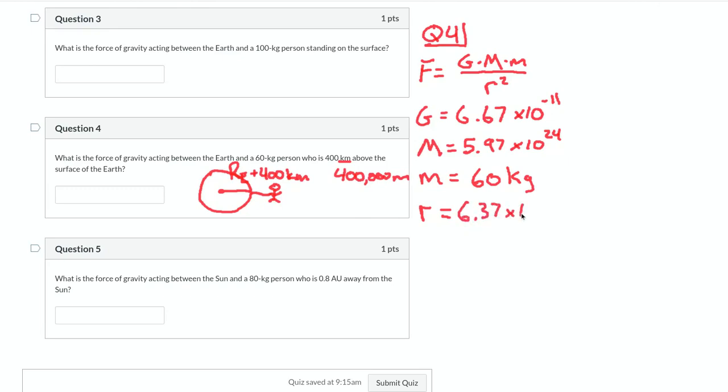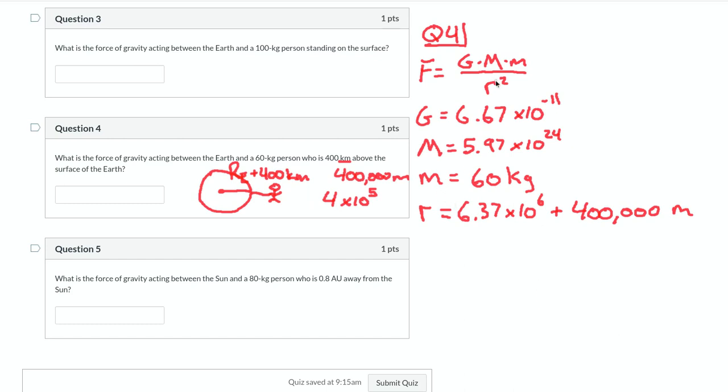6.37 times 10 to the 6. And now I'm going to add 400,000 meters. In scientific notation, that is 4 times 10 to the 5. But you could use that, or you could just say plus 400,000. That's fine. Our calculator understands that. And that'll give us our distance in meters.